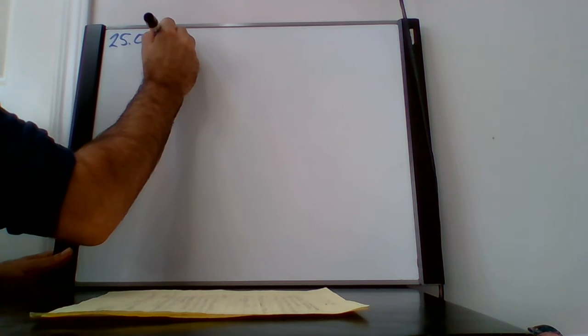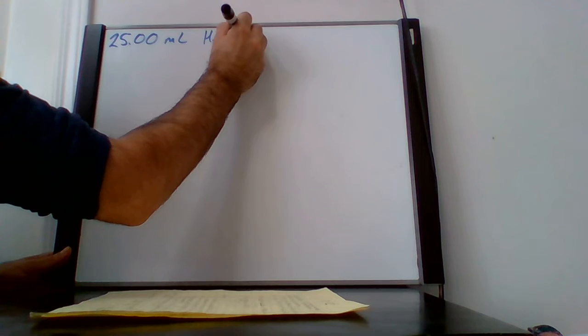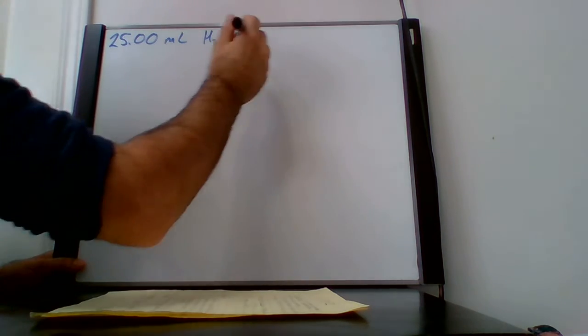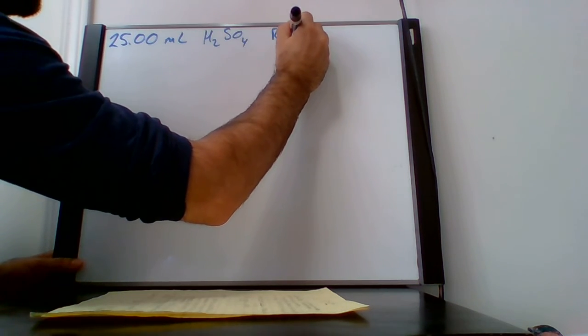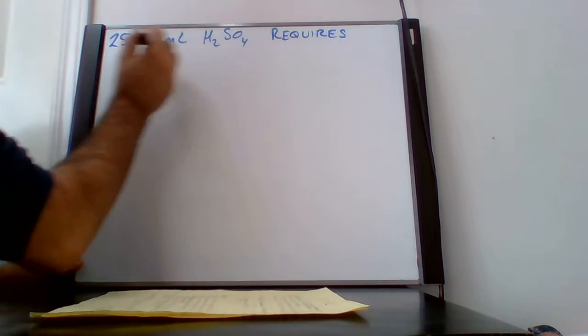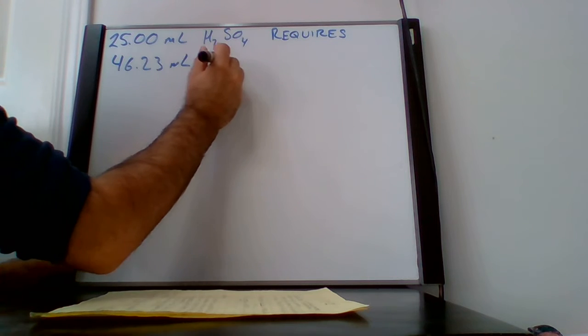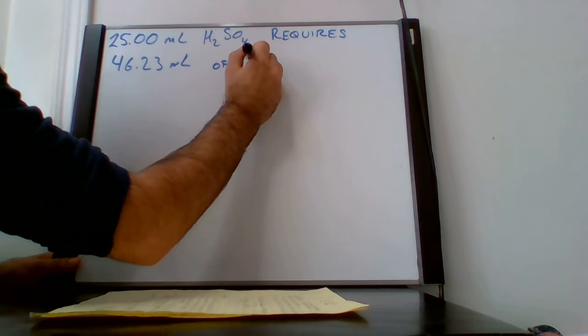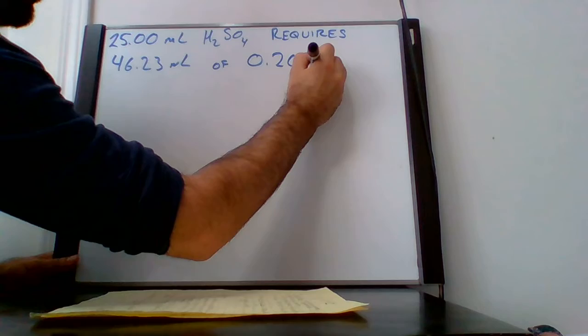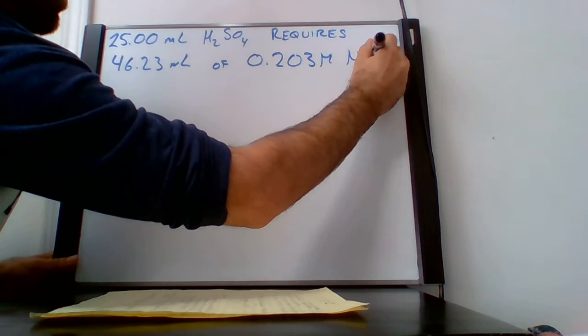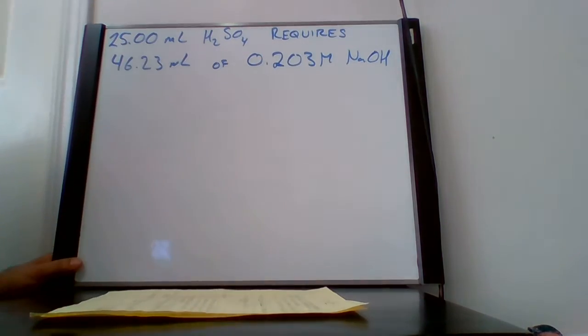Okay. Our first example is 25.00 milliliters of H2SO4 requires 46.23 milliliters of 0.203 molar sodium hydroxide. Okay, and we want to figure out what's the concentration of this H2SO4 that we started with.